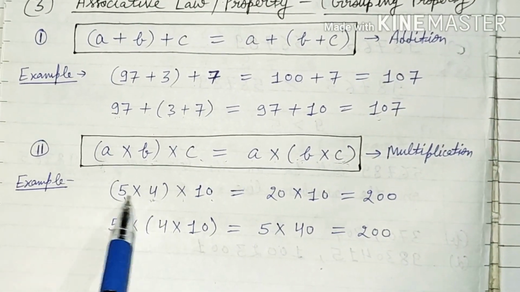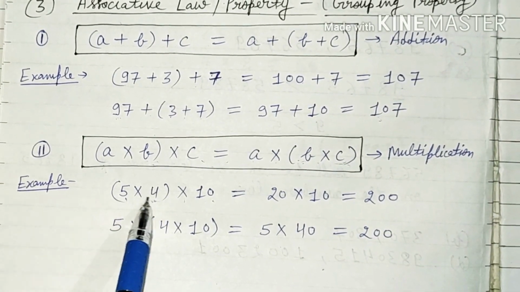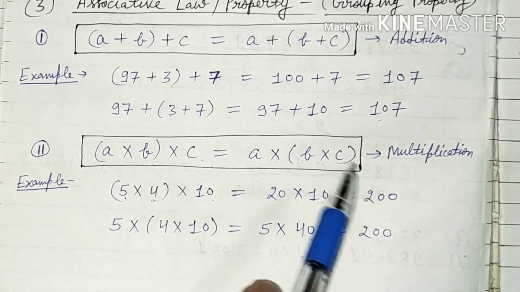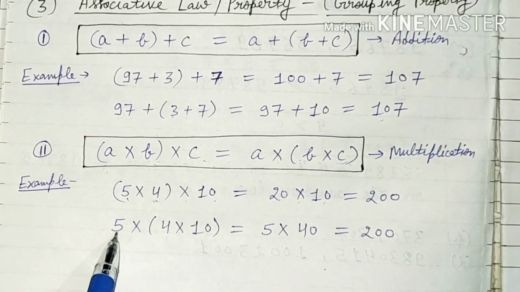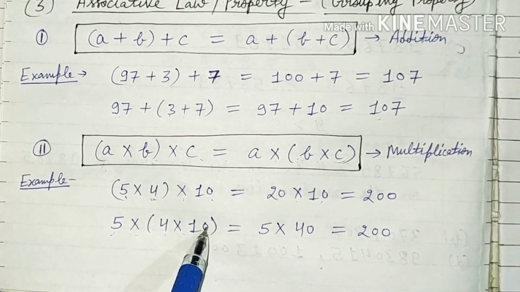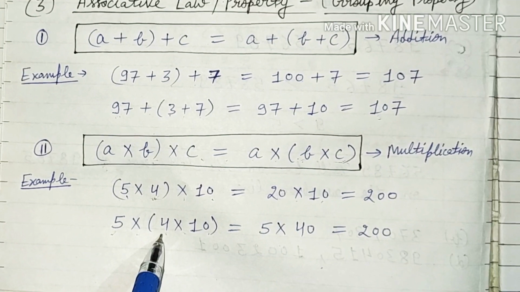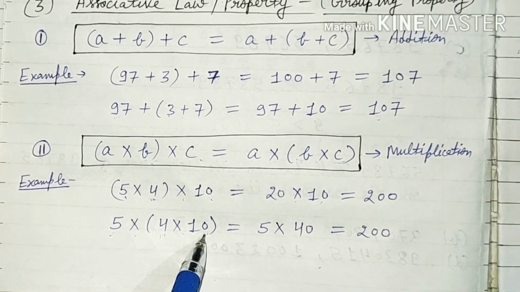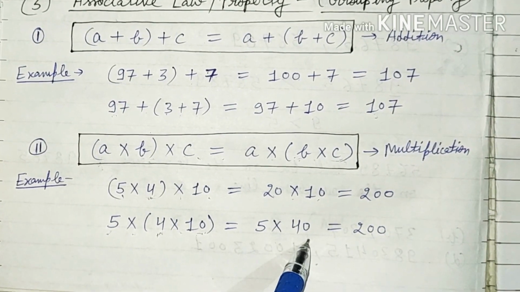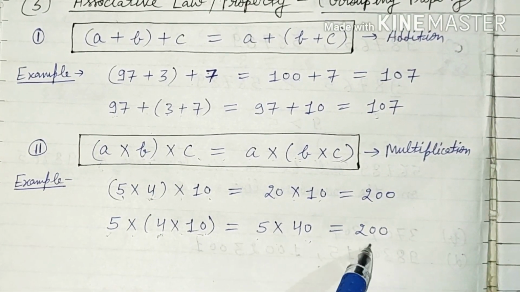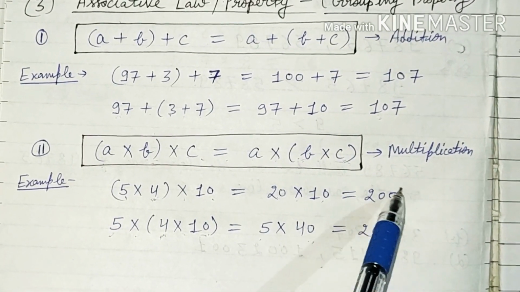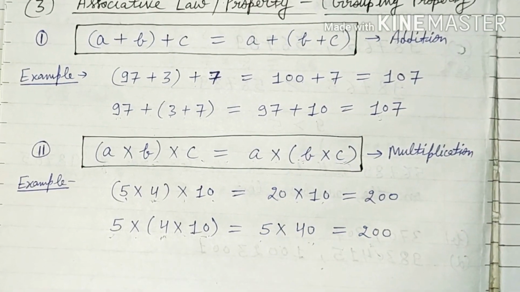Here 5 and 4 are grouped together. So first we will have to solve the bracket. 5 and 4 will be 20. 20 into 10, 200. Now in the second expression, 5 into 4 into 10. Here we are taking 4 and 10 together. When we will solve this 4 into 10, we will get 40, and 40 into 5 will be equal to 200. That means the result in both the cases remains the same.